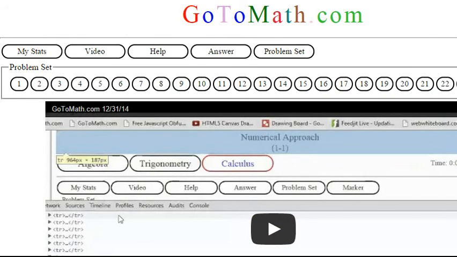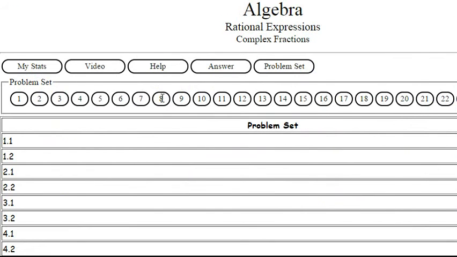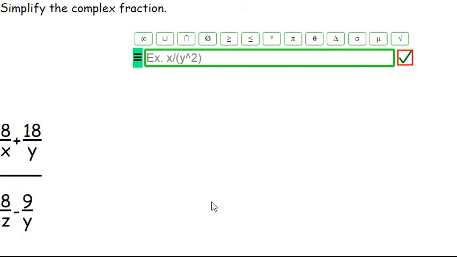Okay, we're over here at GoToMath.com. Click on the algebra. Let's go down to complex fractions, and we're looking at 8.2. Okay, so we have 8 over x plus 18 over y, over 8 over z minus 9 over y. Okay, got it.